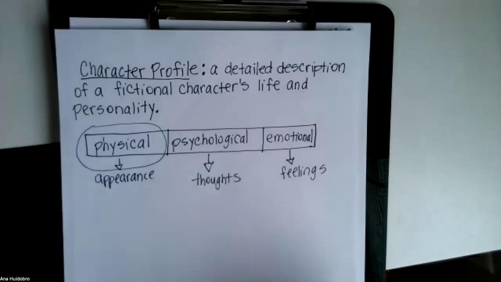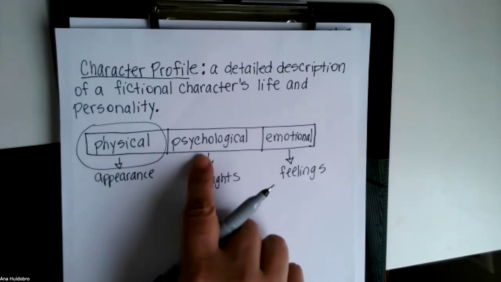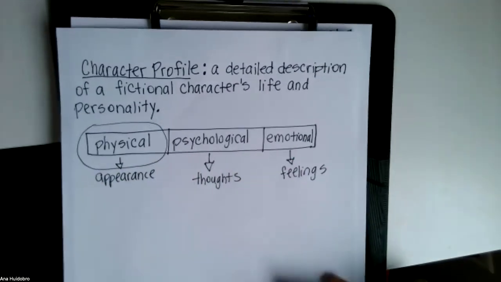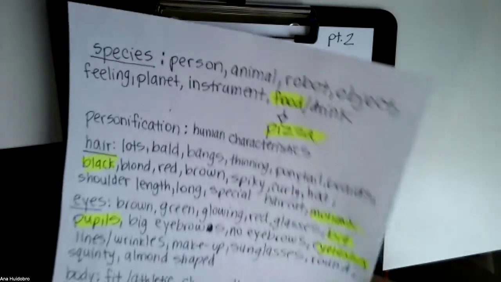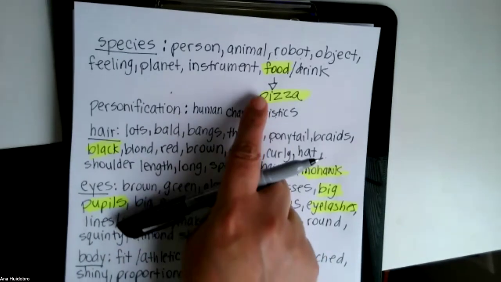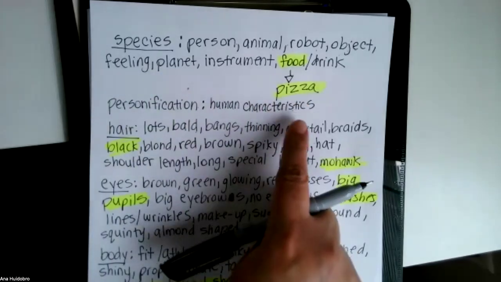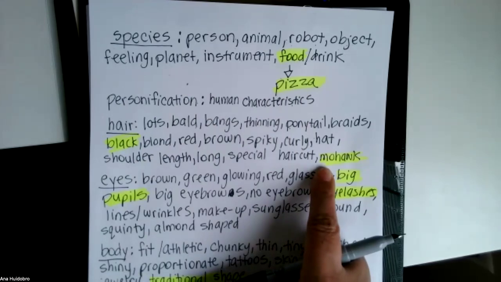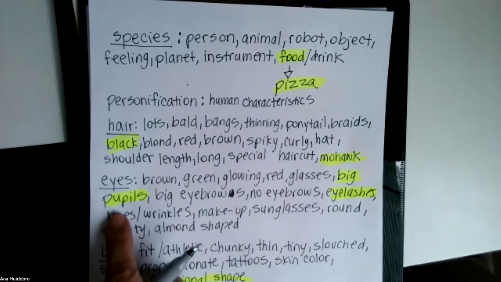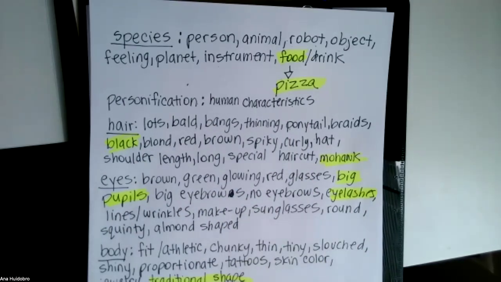Okay, so last time we were together, we talked about what a character profile was, and it was about physical, psychological, and emotional description of a character. We're making a pretend character for a children's book, and we had to decide different things. My character was going to be a pizza. My character was going to have black hair and a mohawk and big pupils and big eyelashes.